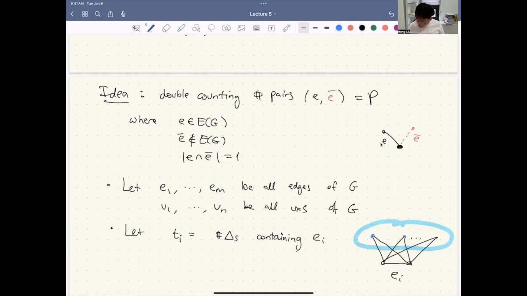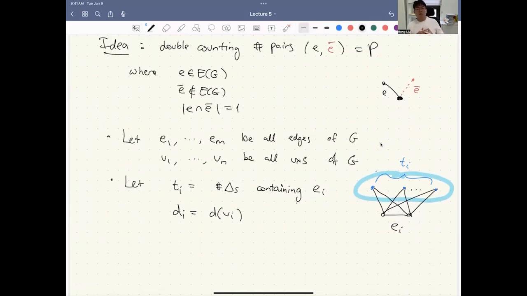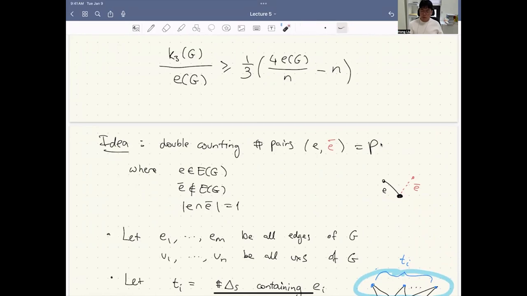The number of vertices here, common neighbors of the endpoints of e_i, I call it t_i. The number of them, the common degree. And that's right for simplicity. Also, define d_i to be the degree of v_i in G, the ith vertex. Now we can count such pairs. Let's count it. When we count it from above and from below, we put these two bounds together, and the desired inequality will pop up. That's the proof.